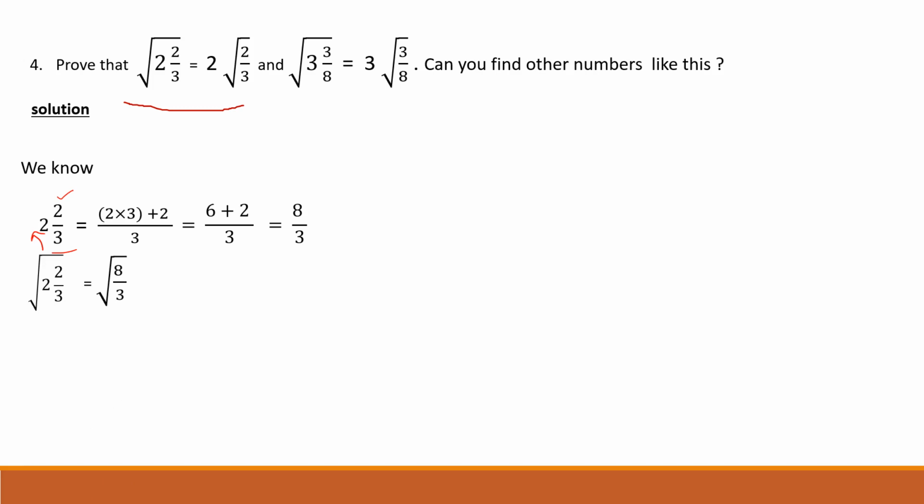And here you must split this. Splitting in the sense, see, we need the answer as 2 square root of 2 by 3, isn't it? So, no need to change the denominator 3. And how will you change the numerator? We have already discussed. 8, or square root of 8, can be split as 4 into 2, isn't it? So, this can be written as square root of 4 into square root of 2.